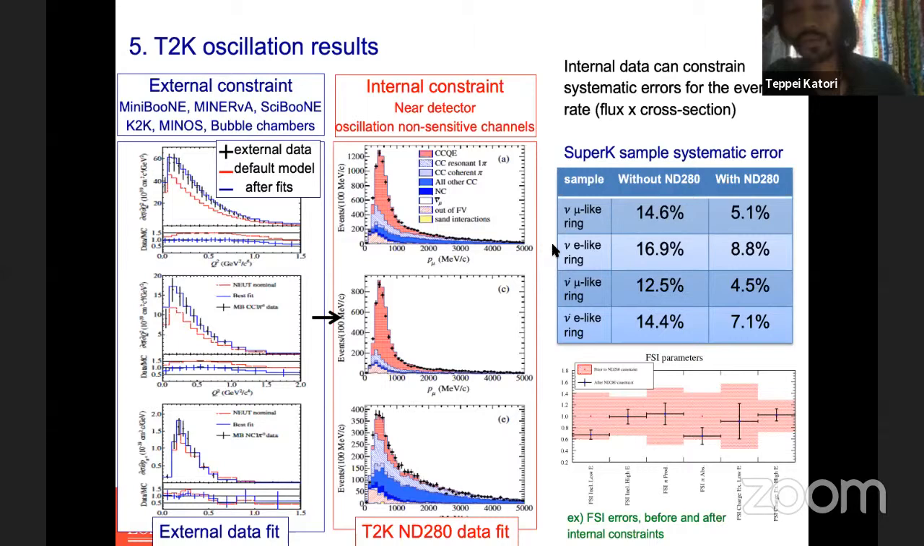So for example, for the electron-like ring measurement, without the internal constraint, the error is 17%. But with this ND280 simultaneous fit, the error goes to 9%. So this is vital for systematic error suppression.